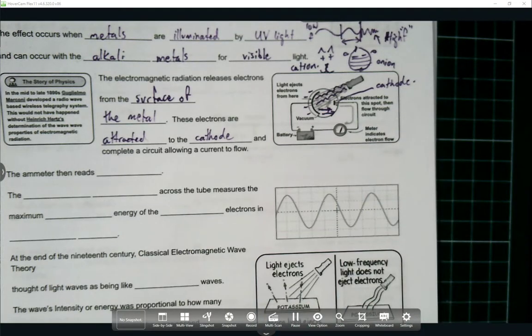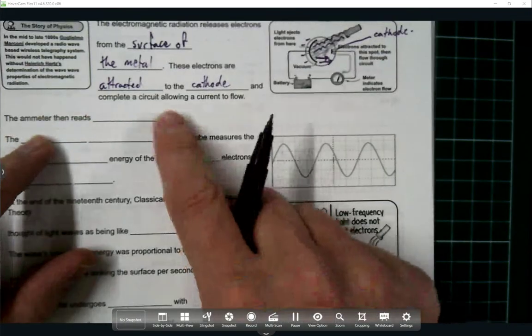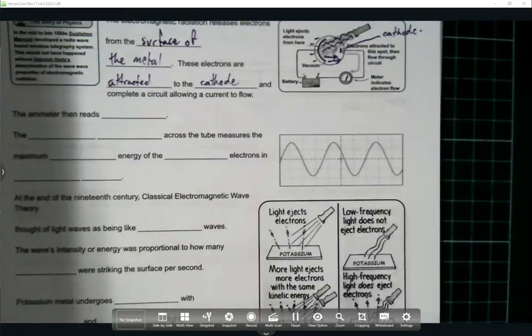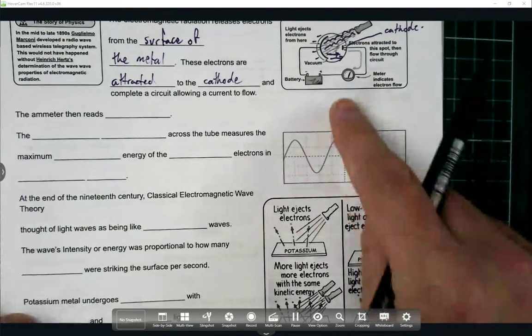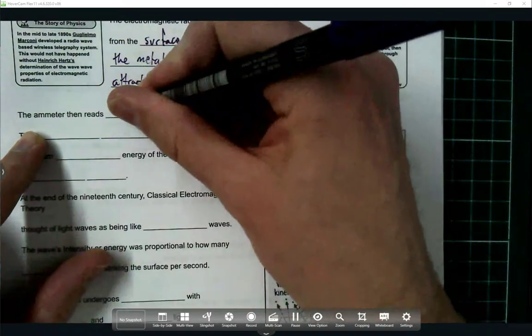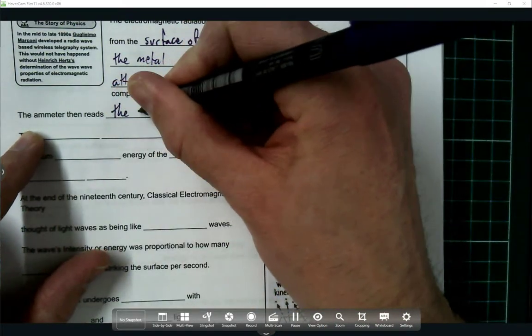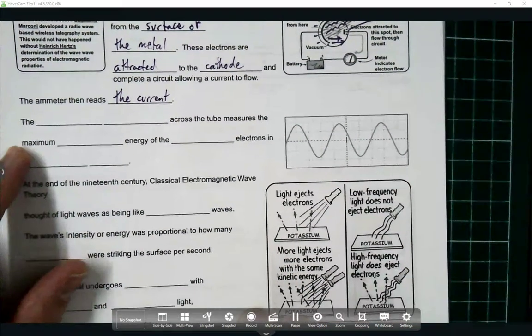Now this guy is supposed to be a vacuum inside, so the electrons should be free to fly through the vacuum. You know, good sales pitch. All right, so that would complete the circuit, and it would allow electrons to flow freely. Now, if I connect an ammeter to this circuit, of course, ammeters measure the rate of the flow. The ammeter then reads the current. It would be flowing in this photoelectric circuit.